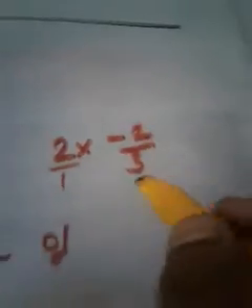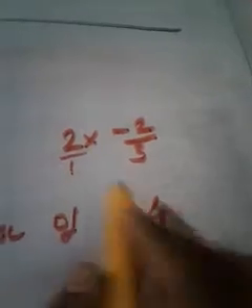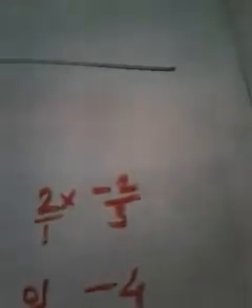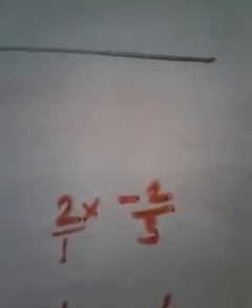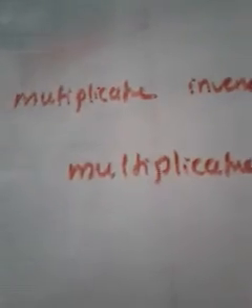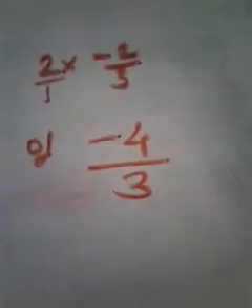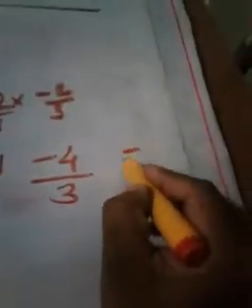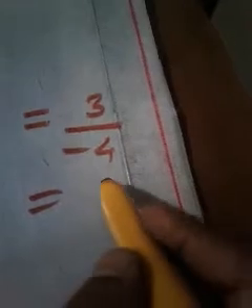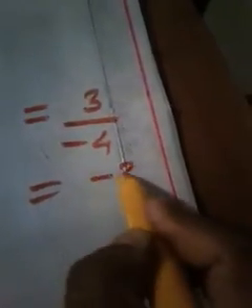So what is 2 into minus 2? Minus 4. What is 1 into 3? 3. So the question was multiplicative inverse of 2 into minus 2 by 3. So I have rewritten the question as multiplicative inverse of minus 4 by 3. So what is the multiplicative inverse of minus 4 by 3? Answer will be 3 by minus 4. Since negative is in the denominator, you can change the negative from denominator to numerator. So it becomes minus 3 by 4. So the answer is minus 3 by 4.